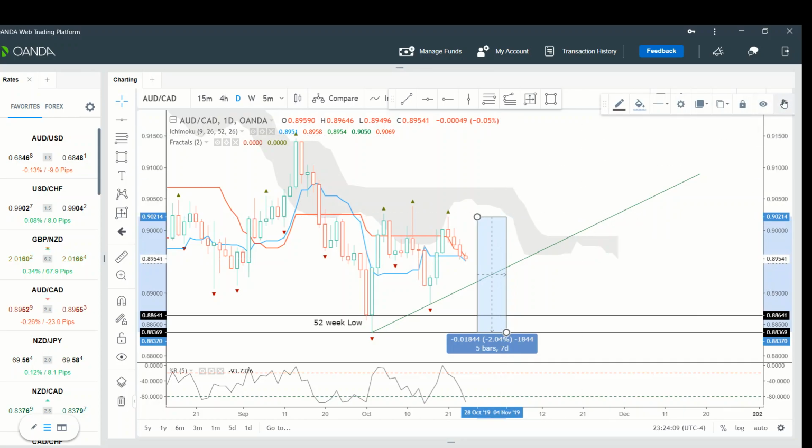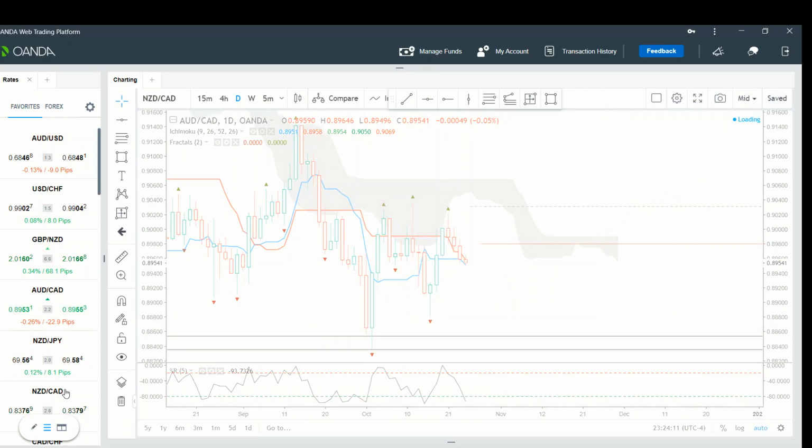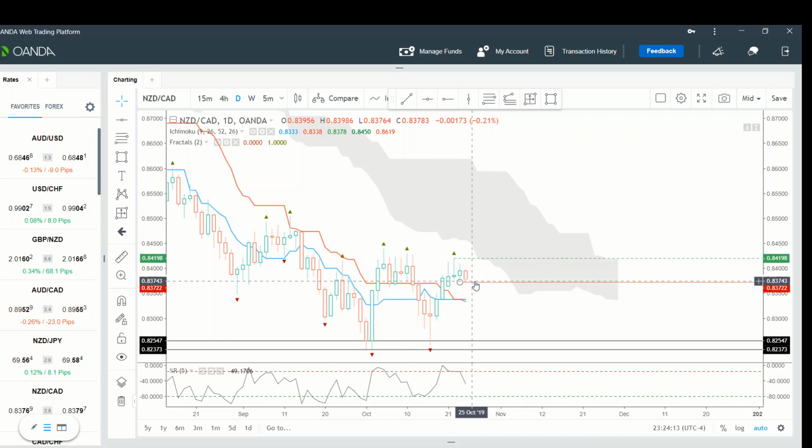But I think that's about it, traders. Let me make sure I didn't have anything else to talk about. New Zealand CAD. Was this another one? Okay, this was another one I was possibly looking at, but this is another one I really don't like. We have a bearish TK cross right here.